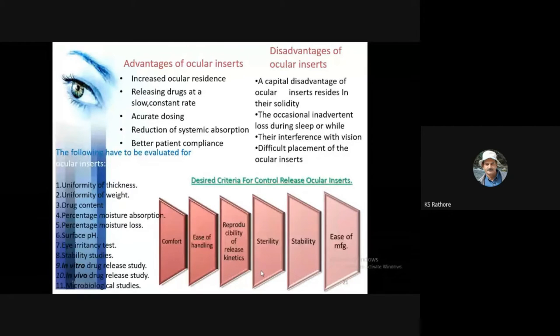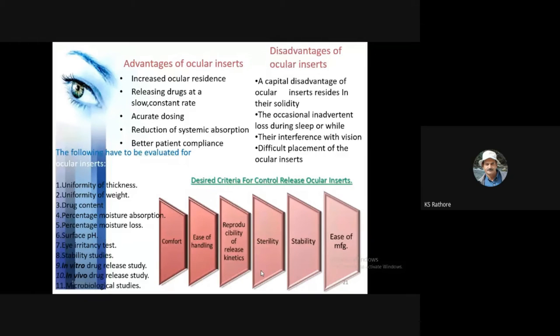And there are certain evaluation procedures for ocular inserts. Many evaluation parameters are there: uniformity of thickness, uniformity of weight, drug content, percentage moisture absorption, percentage moisture loss, surface pH, irritancy test, stability testing, in vitro or in vivo drug release, and microbiological testing. So these are certain evaluation procedures used.